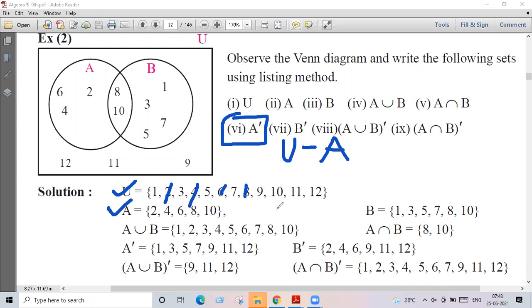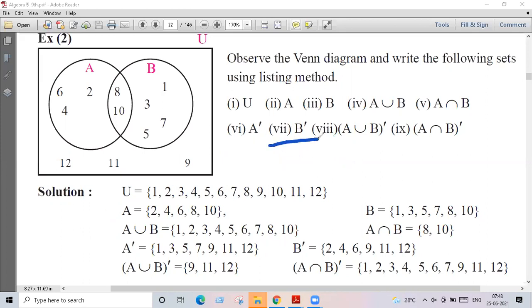देखो यार, और ये भी आ जाएंगे इसमें से. Sorry, 1, 3, 5, 7, 9, 10, 11, 12. Get it?